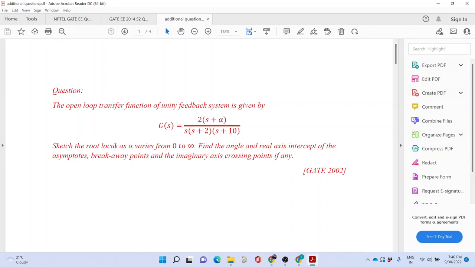So what you have to do is sketch the root locus, and my question would be how to go ahead with this. How are you planning to do this? We can separate them as two transfer functions. You can separate, but for root locus you need to write the characteristic equation first. How will you write the characteristic equation?